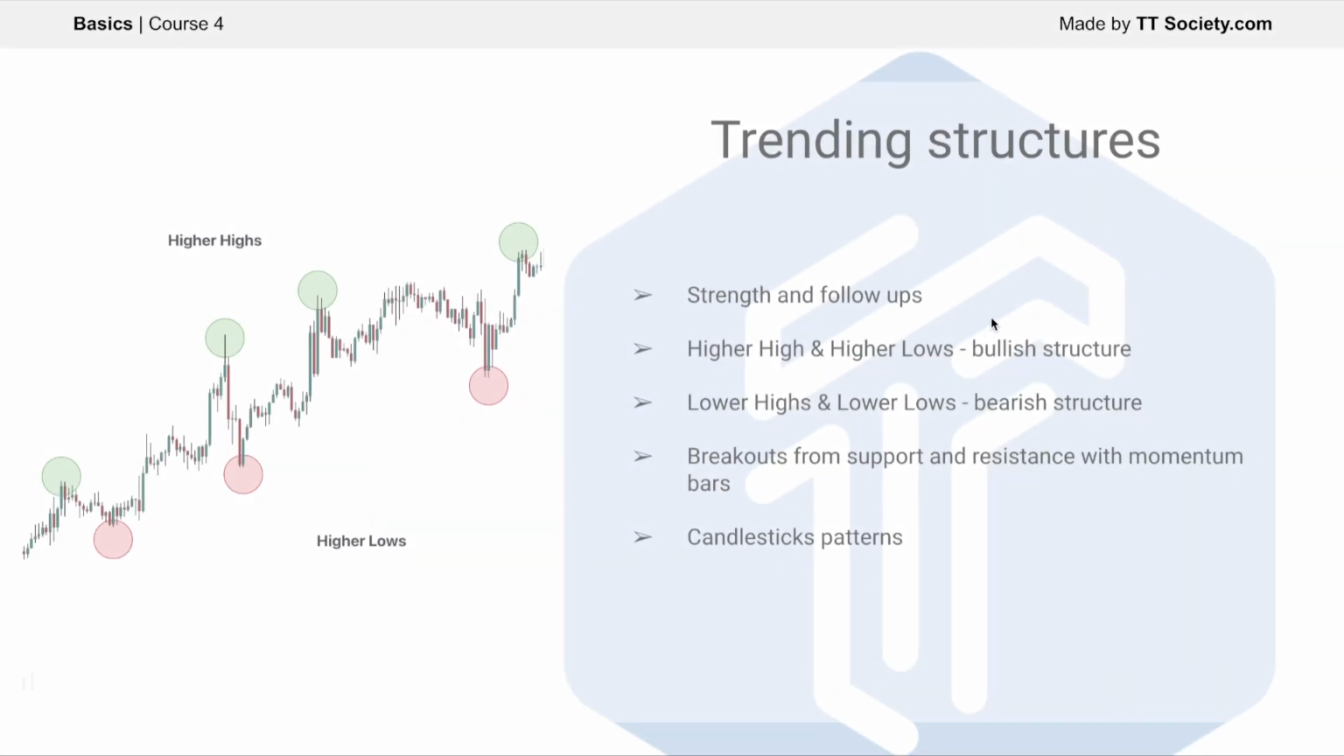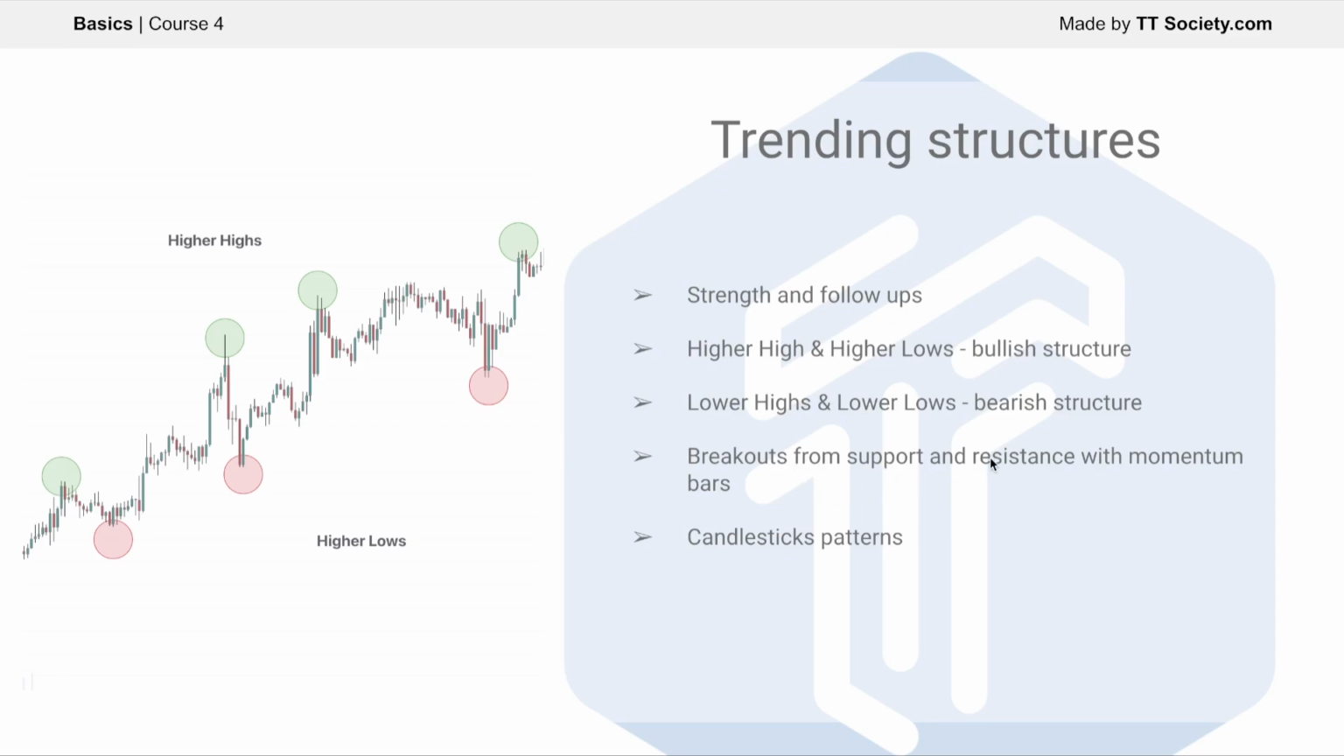Now, back to our core slides. Let's re-emphasize what we've learned so far. Trending structures, strengths and follow-ups. Uptrending markets, bullish structures, are identified by higher highs and higher lows. Downtrending markets, bearish structures, are identified by lower highs and lower lows.